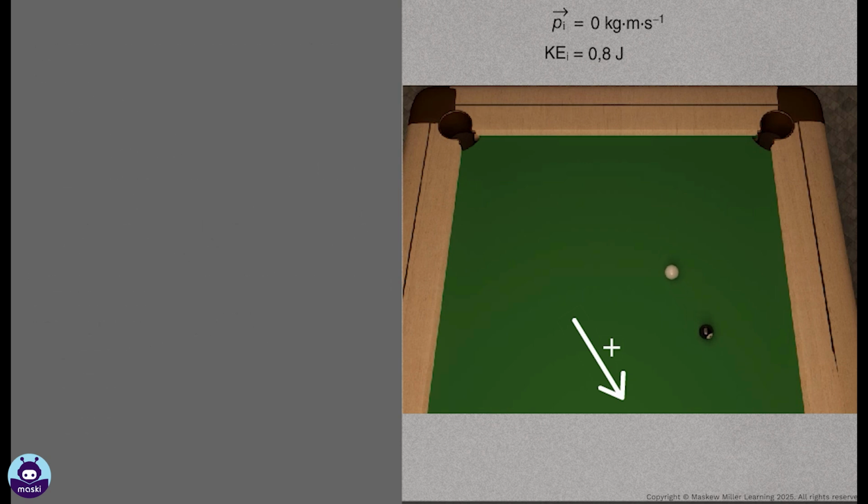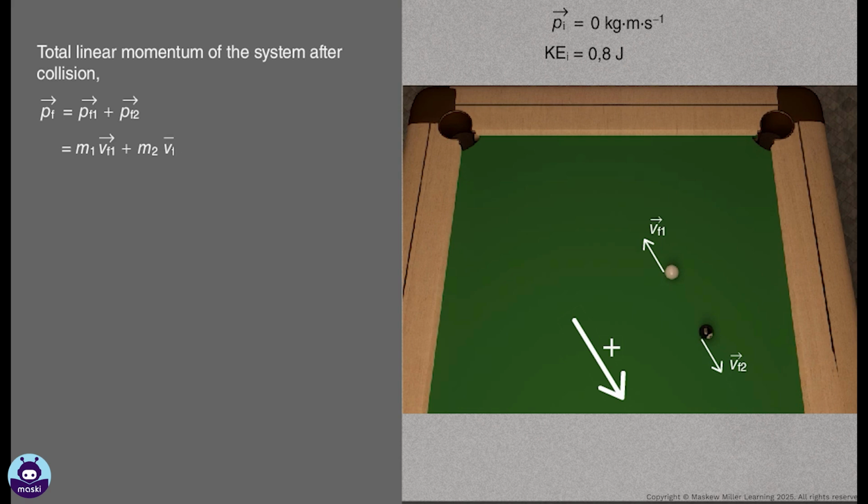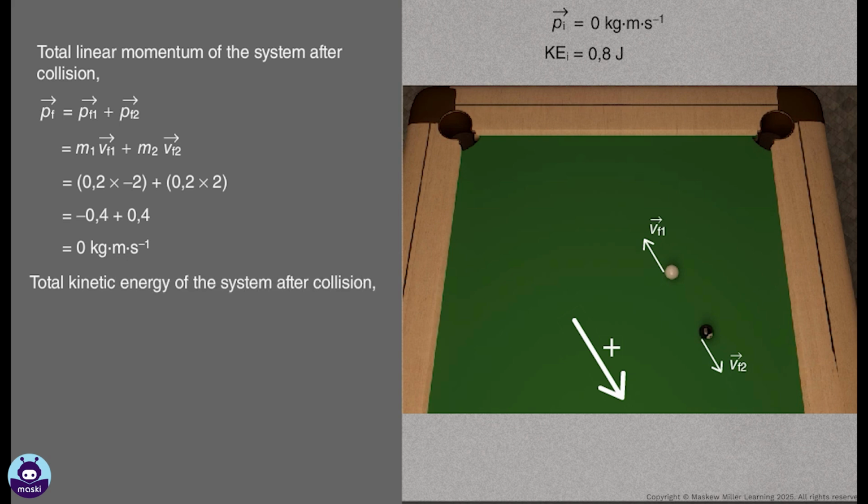After the collision, the balls move in opposite directions. Hence, the final momentum of the system after collision, vector Pf, equals vector Pf1 plus vector Pf2 equals 0 kilogram meters per second. Total kinetic energy of the system after collision, KEf, equals KEf1 plus KEf2 equals 0.8 joule.